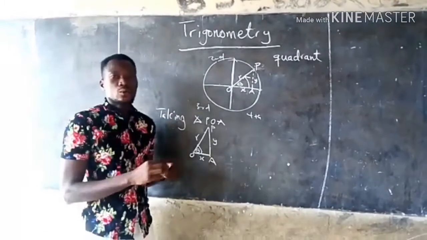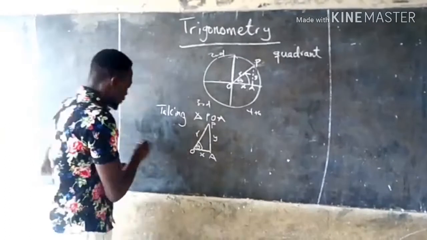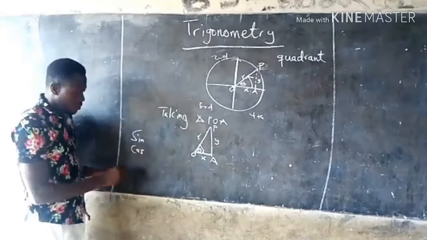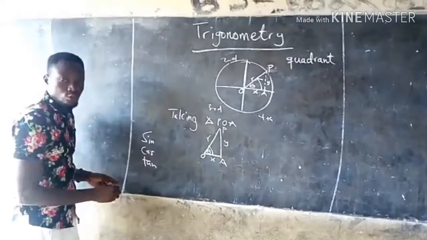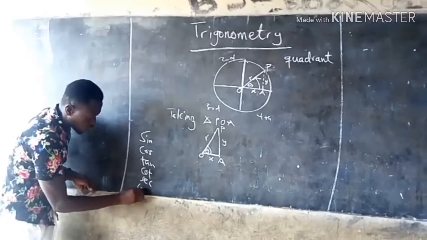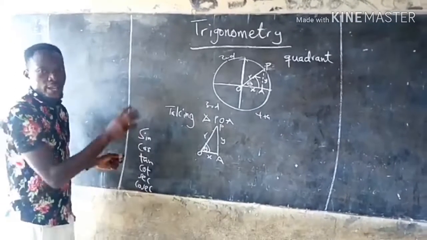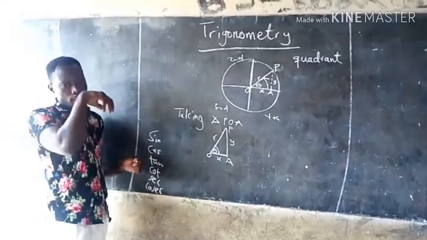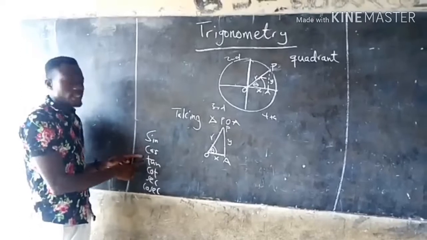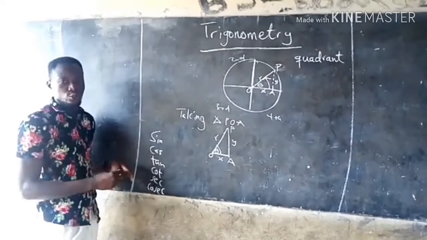Under trig, we have different trig ratios. We have sine, cos, tan. We also have cot. We have sec and cosec. These are the trig ratios that we have. But in the case of core maths, we consider only 3, that is sine, cos, and tan. And we term them the basic trig ratios.